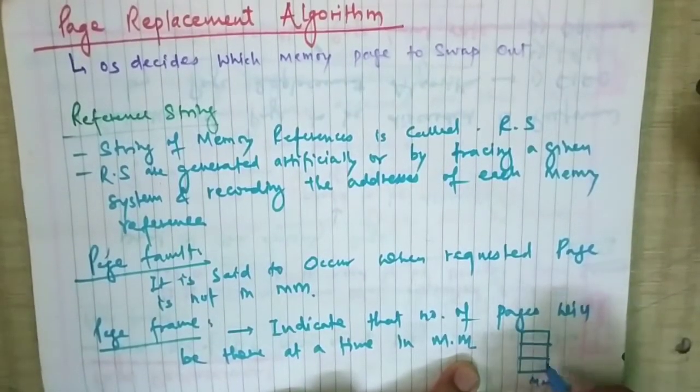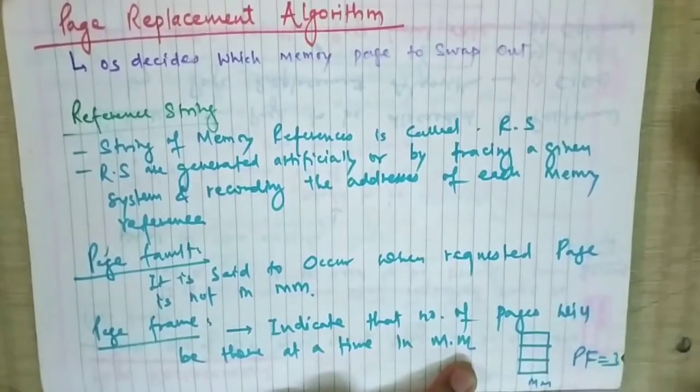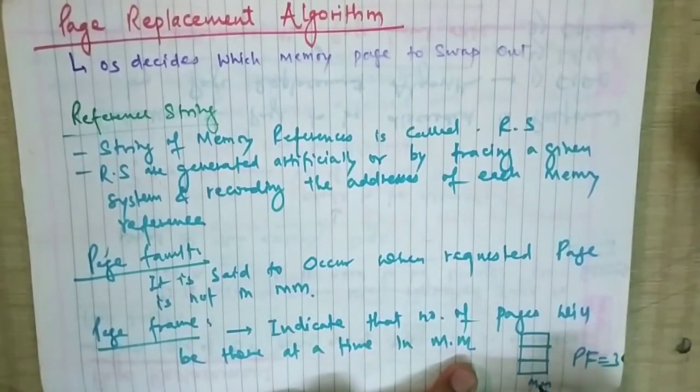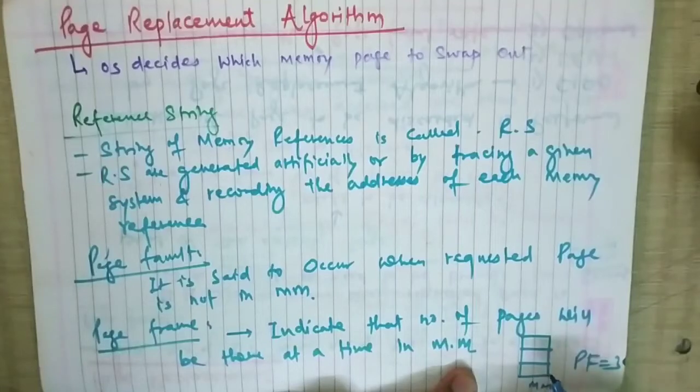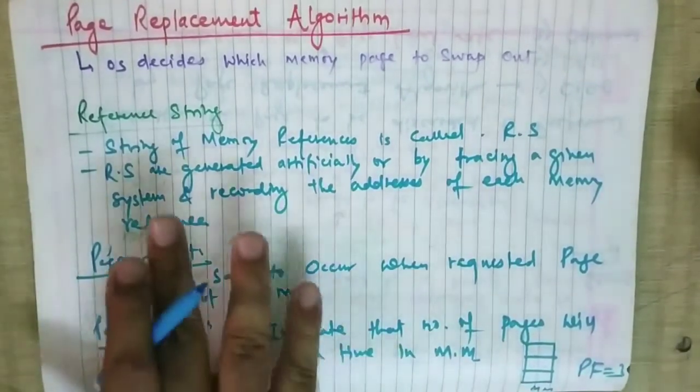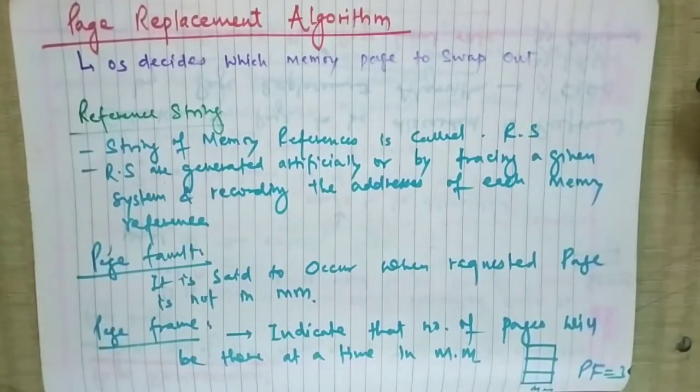For example, this is the main memory, and we have divided it into 3. So page frame equals 3. Why page frame equals 3? Because we have only 3 frames. If we want to bring any other page from the disk, then we need to swap out one page from this main memory and then bring that particular requested page into the main memory. So these 3 things you need to remember while doing the page replacement algorithm.